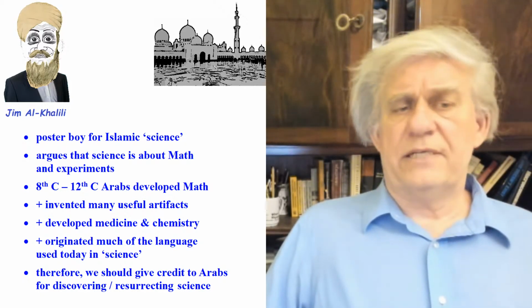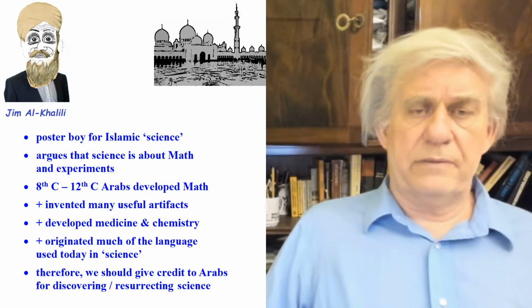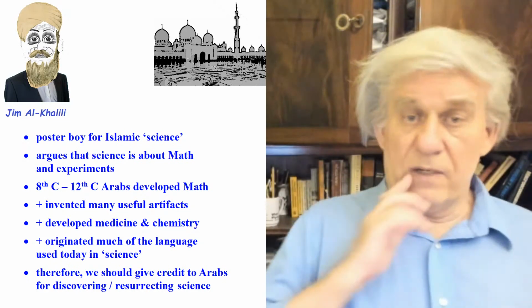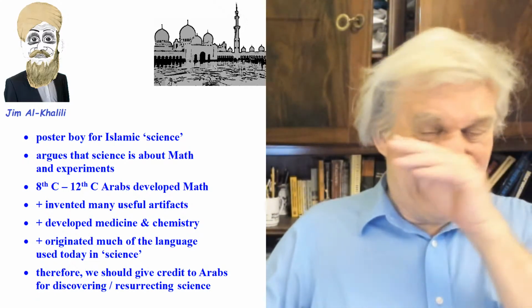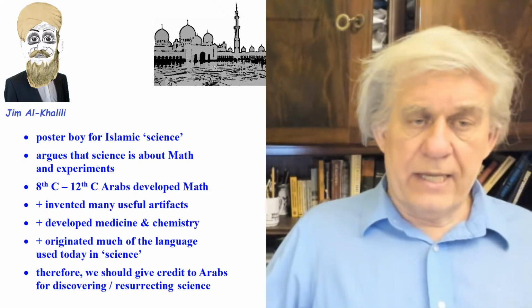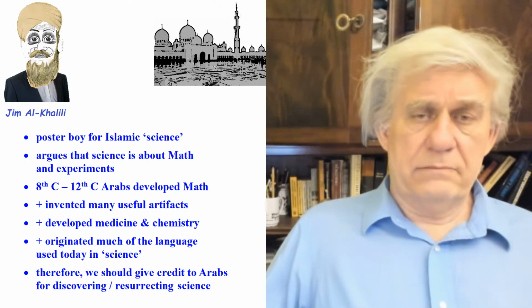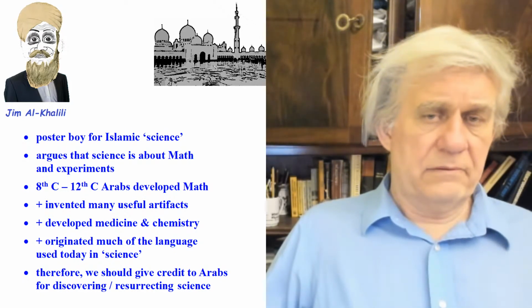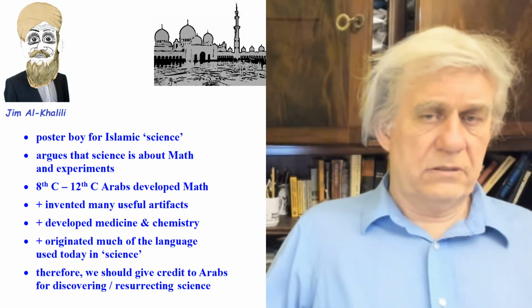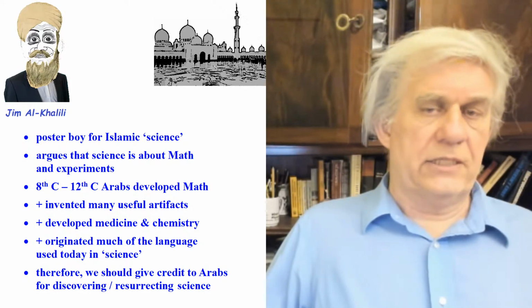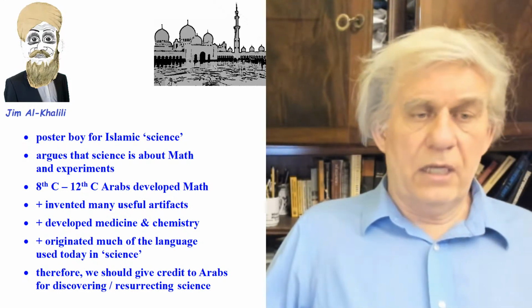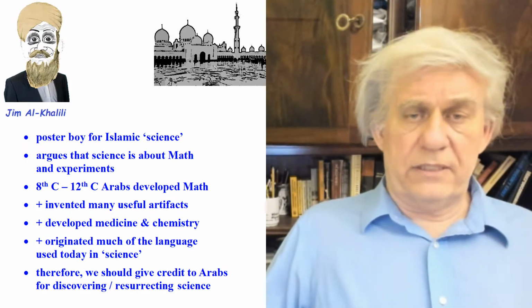Between, he says, the 8th century and the 12th century, somewhere in between there, which was, I guess, the golden age of the Arab empires, the Islamic world that had flourished and expanded, the Arabs developed math. So they developed math. Did they develop science? That's the issue. They invented many useful artifacts. That's known as technology. Is that science? They developed medicine and chemistry.